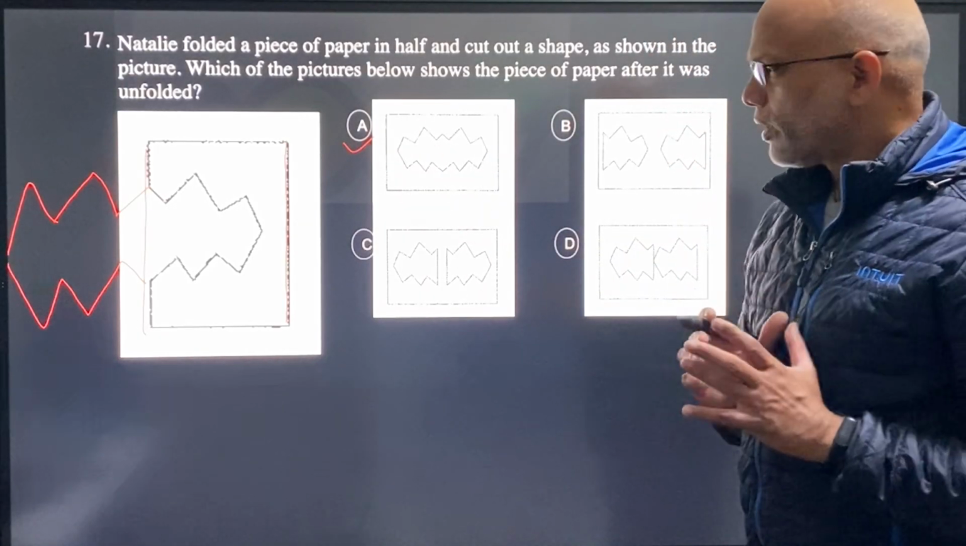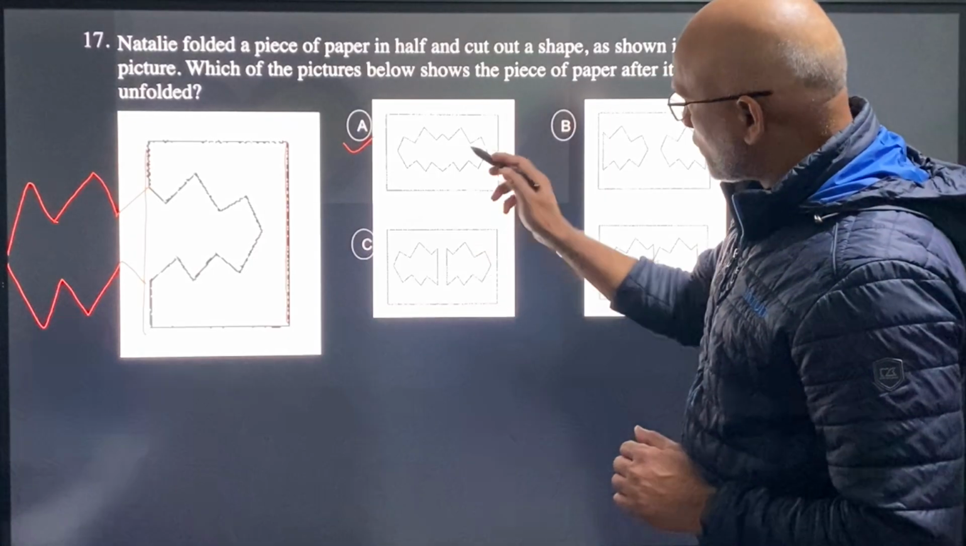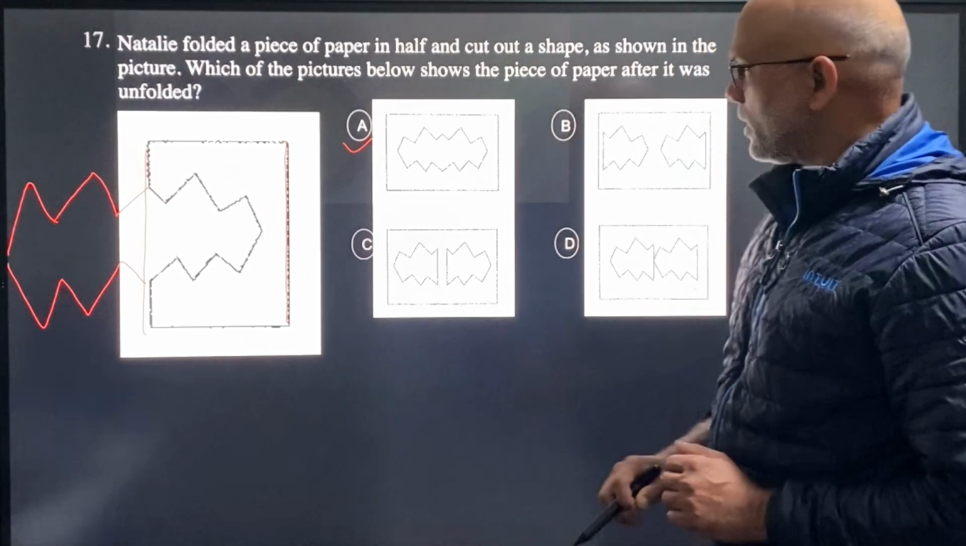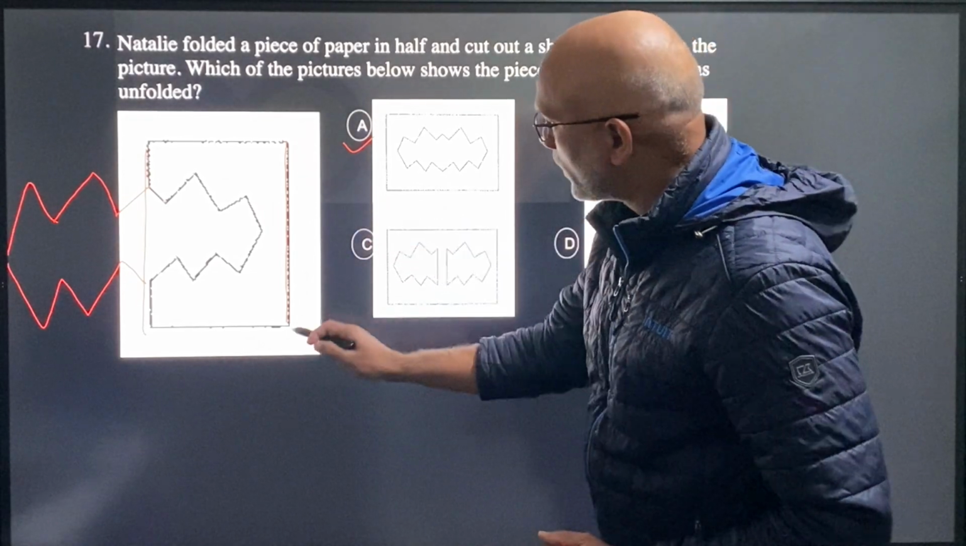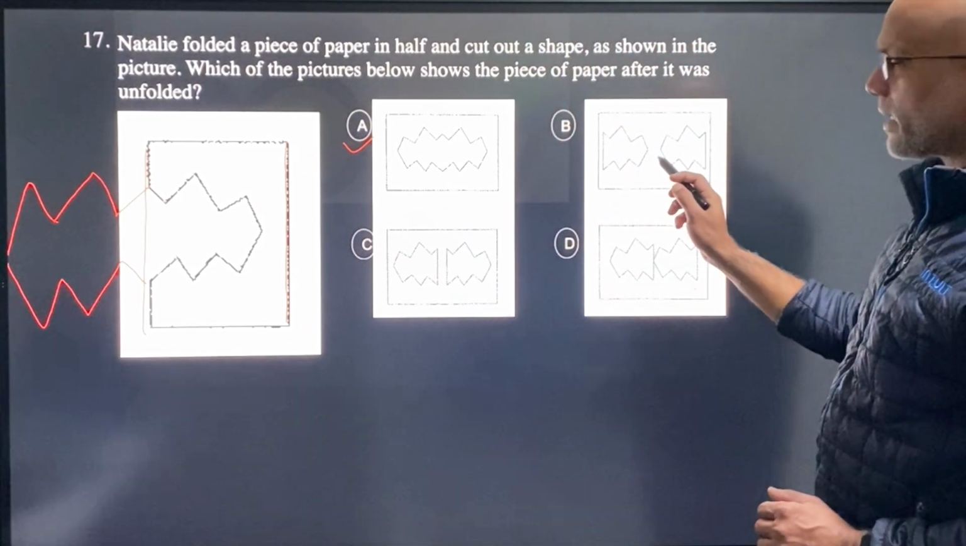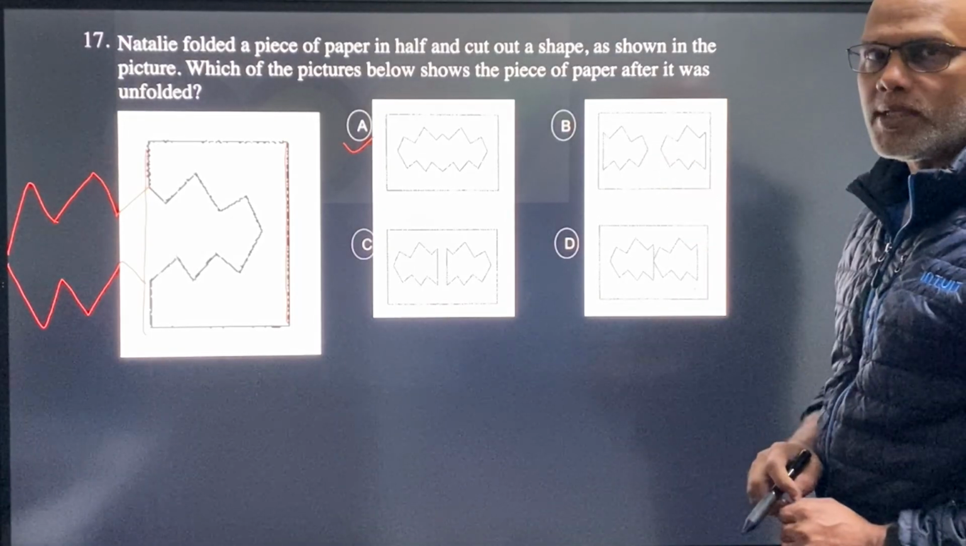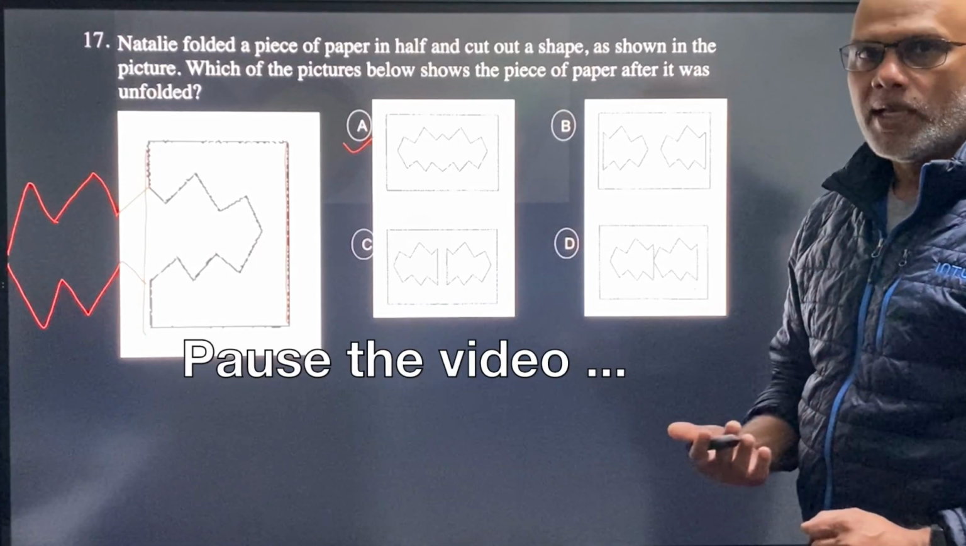Now here are some questions for you. This also looks very similar, right? So why isn't C the correct choice? Or if I take this as the fold line, looks like this could be a correct choice too. So why isn't this a correct choice? Pause the video and let me know.